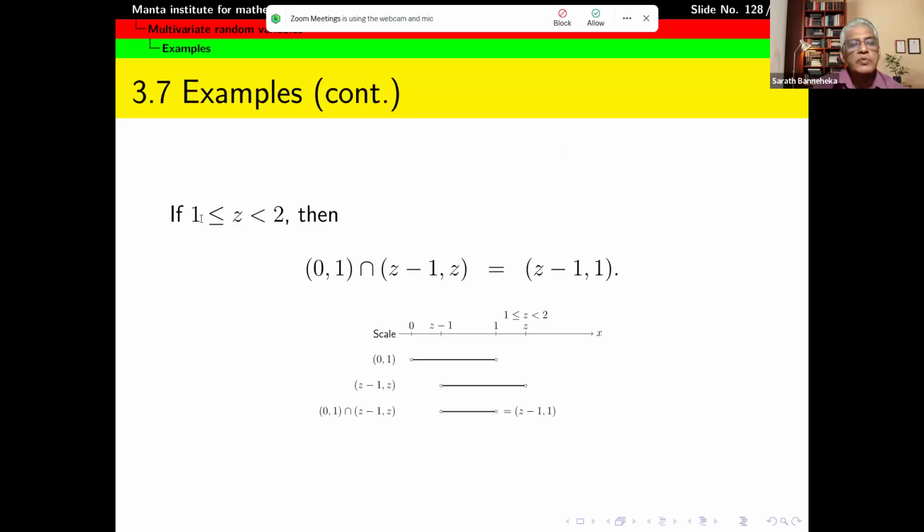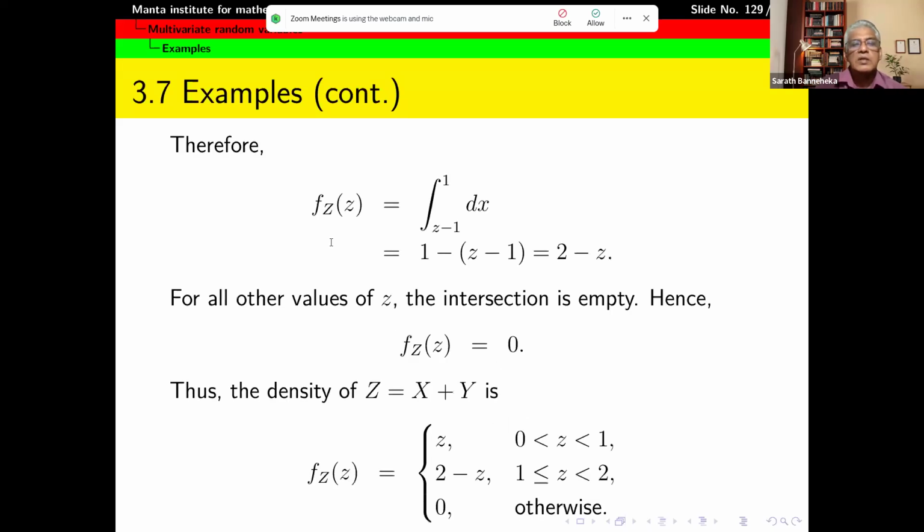If z is between 1 and 2, in that case, again, looking at the picture, we can see z is between 1 and 2, right? 2 is somewhere here, 1 is here. So if Z is here, Z minus 1 is going to be between 0 and 1, right? So then the intersection of 0, 1 and Z minus 1, Z is this one. So therefore the intersection is now Z minus 1 to 1. So in this case we have to integrate from Z minus 1 to 1, and therefore the answer is 2 minus Z, right?